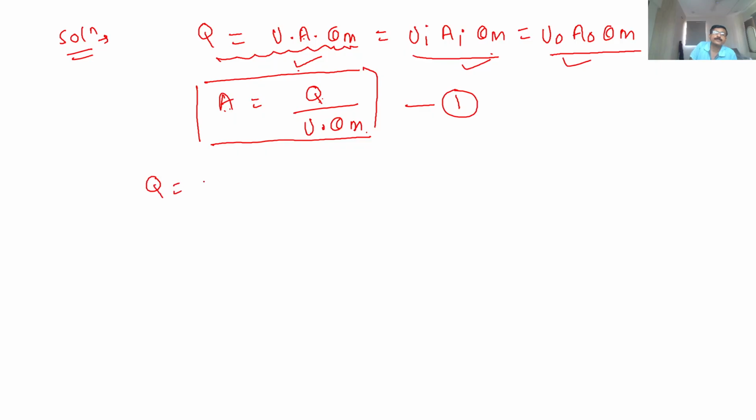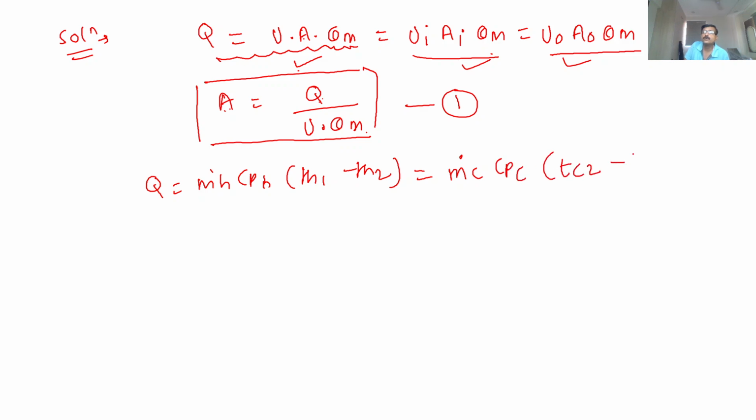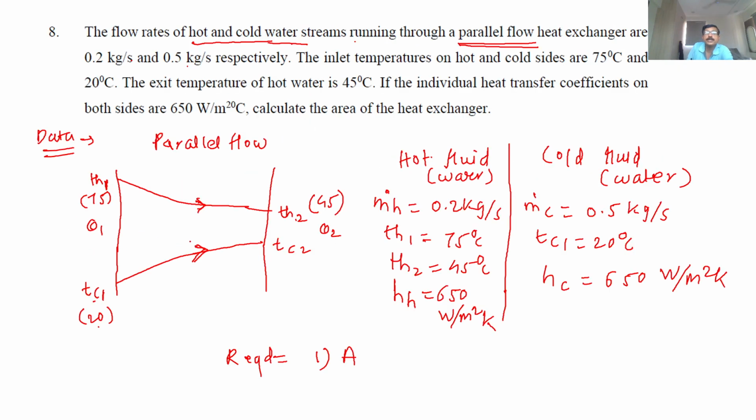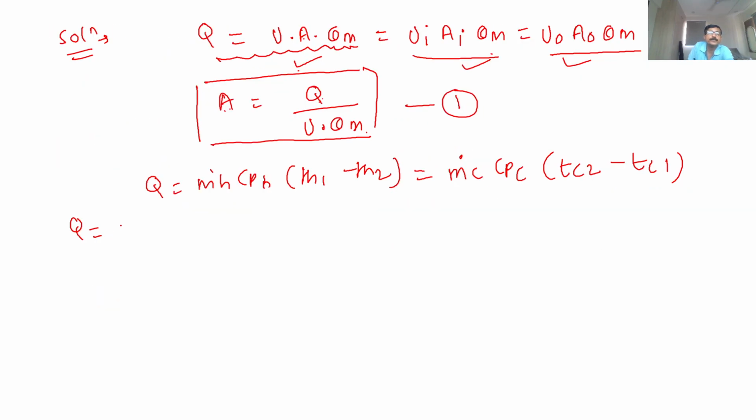Q is equal to m dot h Cph (Th1 minus Th2). This is the heat balance equation for the hot fluid. Now the energy equation for the cold fluid is m dot c Cpc (Tc2 minus Tc1). So this is the energy balance equation for the heat exchanger. So let's put the values. Q is equal to m dot h. How much is it? 0.2.